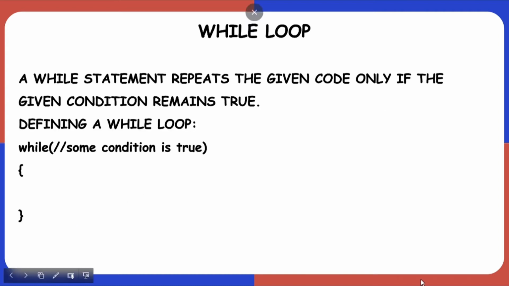Next up is the while loop, and defining it is pretty simple. So we first write the while and then the brackets, and inside of these brackets we write some condition and then the curly brackets, and while that condition is true, the code in the curly brackets will be executed.